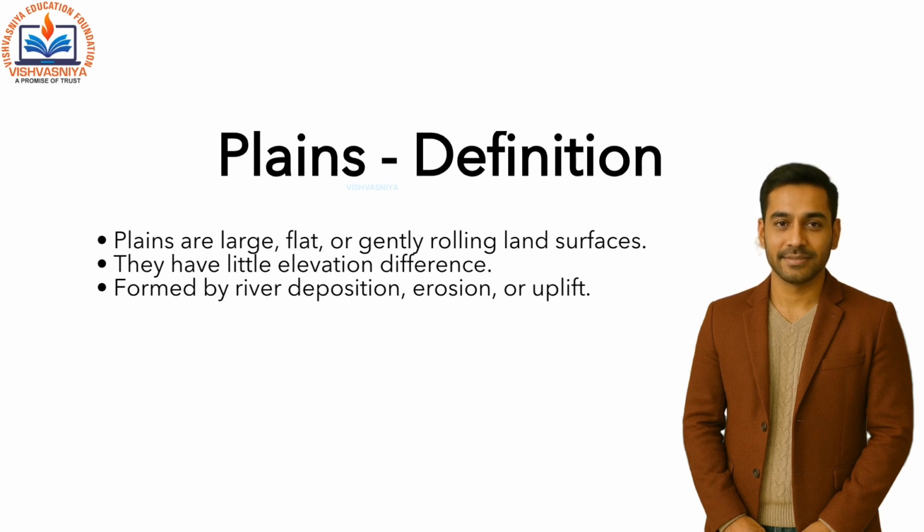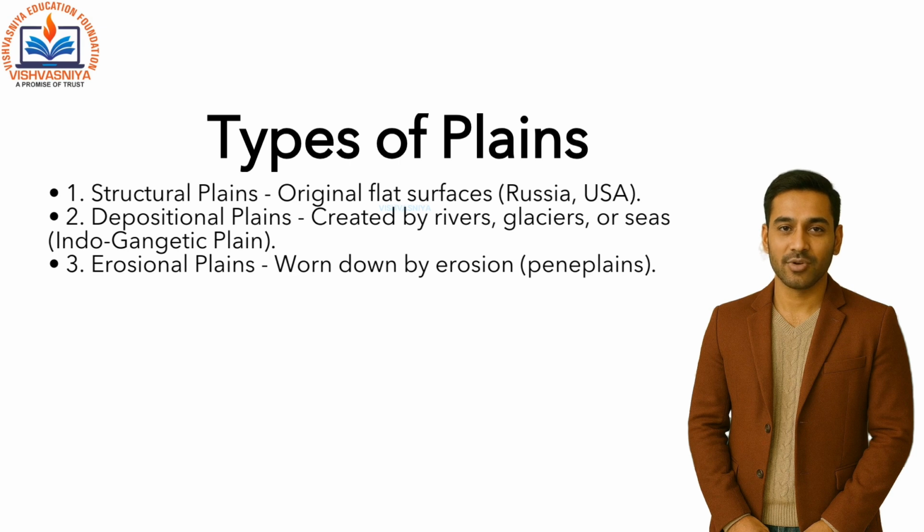First are plains. A plain is a large flat or gently rolling land surface with little elevation difference. Plains may form through river deposition, erosion, or even tectonic uplift. Types of plains include structural plains. These are original flat surfaces such as those found in Russia and the USA. Depositional plains formed by deposition from rivers, glaciers, or the sea. For example, the Indo-Gangetic Plain is an alluvial depositional plain. Erosional plains created by long-term erosion, sometimes called peneplains.